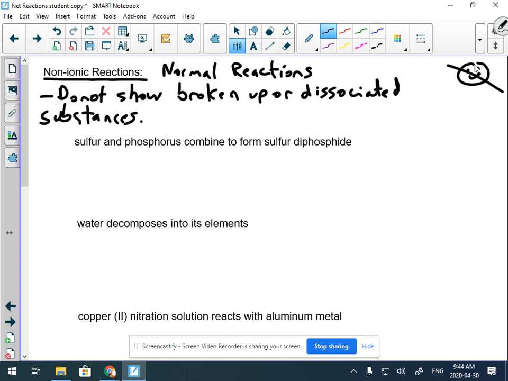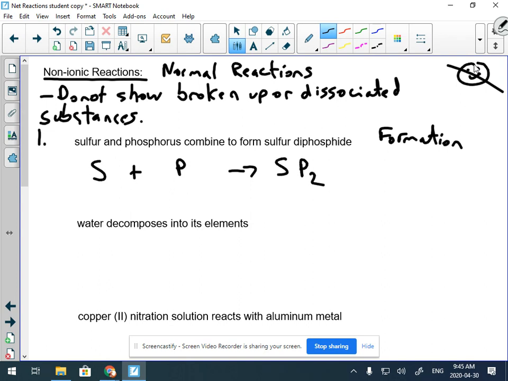Okay. So reaction 1, we're going to do the non-ionic reaction for sulfur and phosphorus combined to form sulfur diphosphide. So we have 2 elements forming a compound. So if you care, this is a formation reaction. Sulfur plus phosphorus combined to form sulfur diphosphide.